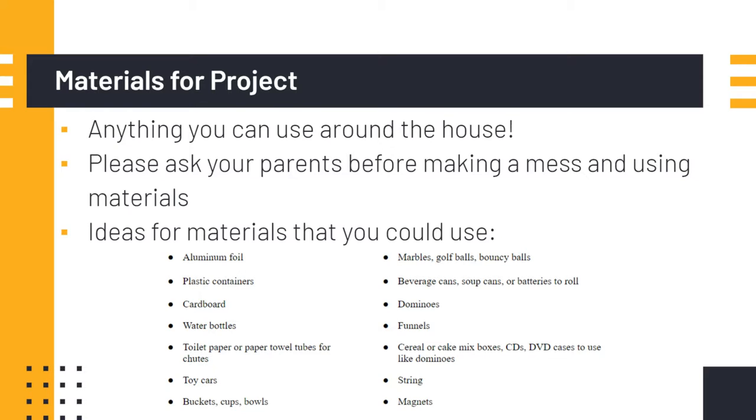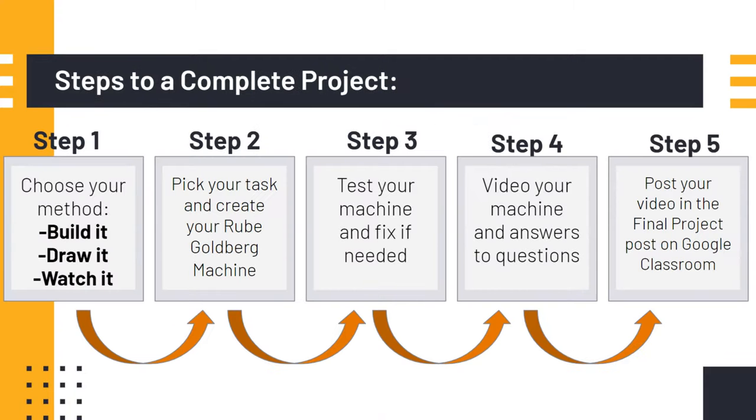And here are some materials that you could use. So marbles, golf balls, bouncy balls, dominoes, funnels. You can even make things out of paper, string, toy cars, toilet paper, or paper towel rolls. And if you don't have dominoes, you can use things like CDs or DVD cases to act like falling dominoes, okay? So the world is your oyster. Be very creative in this. You can use anything that you have around the house. Don't buy anything.